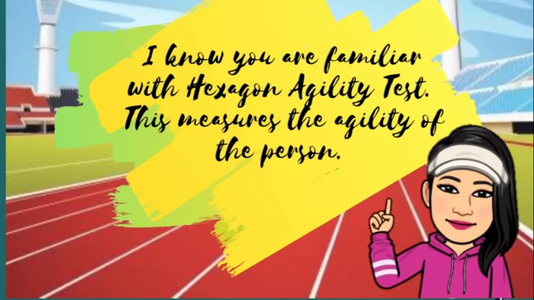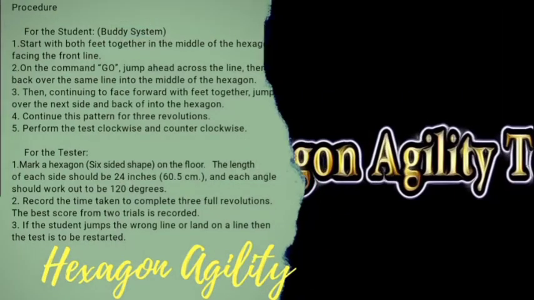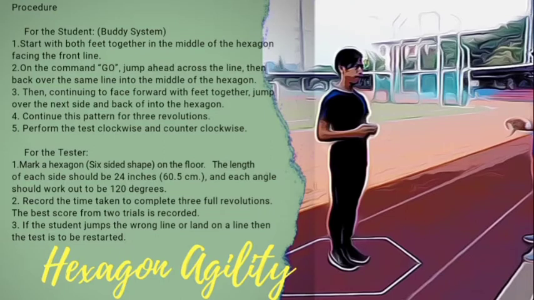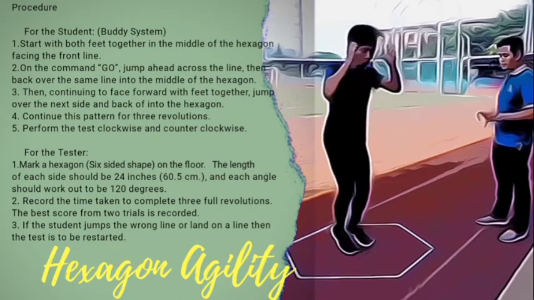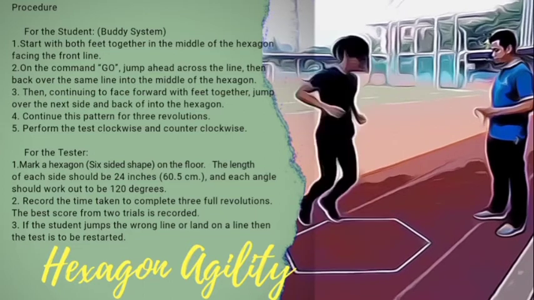I know you are familiar with the Hexagon Agility test. This measures the agility of a person. For the performer, stand with both feet together inside the hexagon facing the marked starting side.